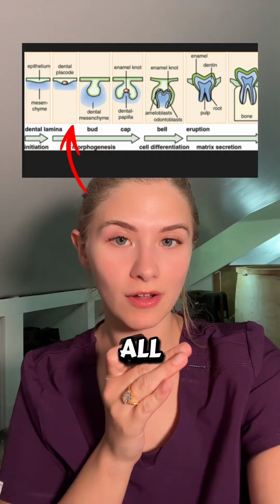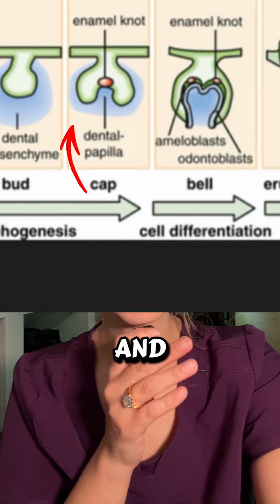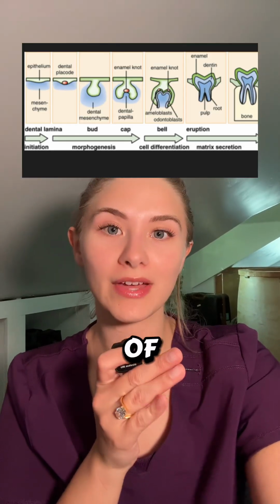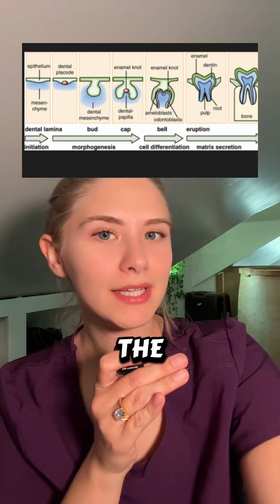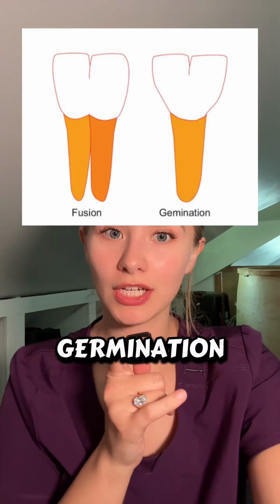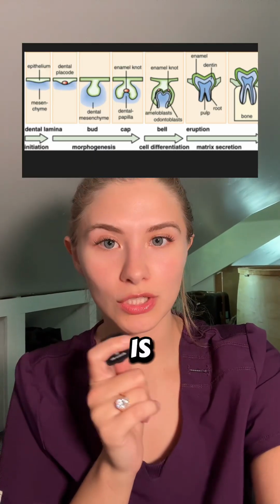Surrounding it all is called the dental follicle. And inside is the dental papilla. That will become dentin and pulp. Think of dental papilla, the dentin and pulp. Defects that can happen here: cyst, gemination, fusion, dens invaginatus, which is tooth in a tooth.